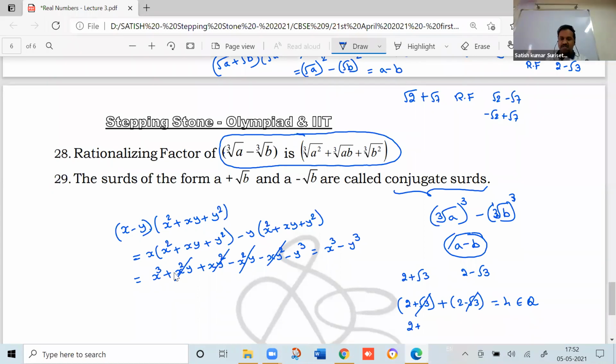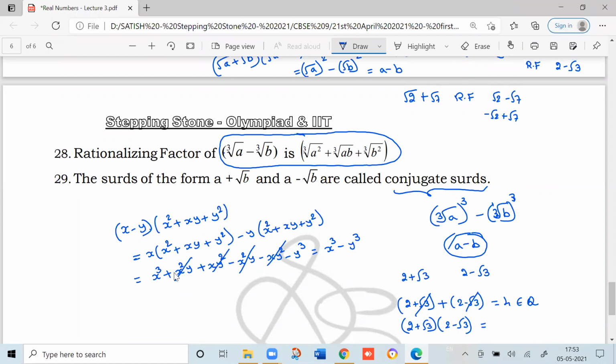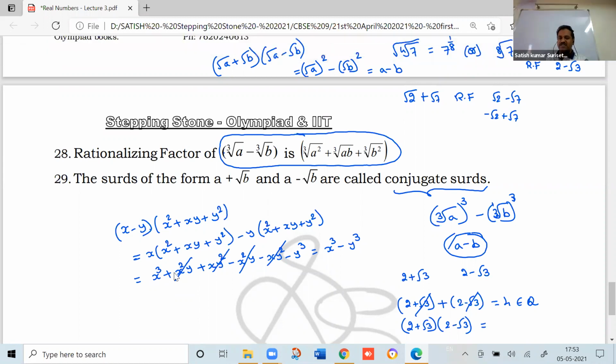2 plus root 3 into 2 minus root 3. Which formula should I apply here? We need to rationalize? No. a square minus b square, that is a plus b into a minus b. So a square minus b square means 2 square minus root 3 whole square, which is 4 minus 3, which is 1, which is also rational.